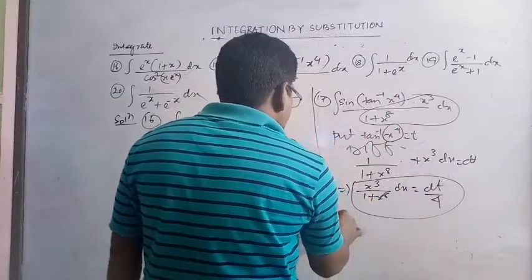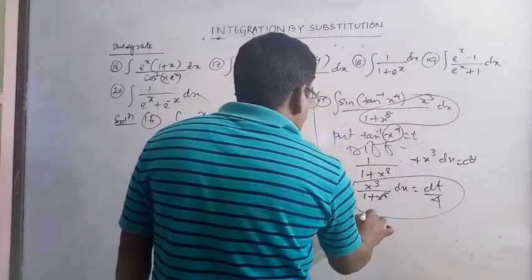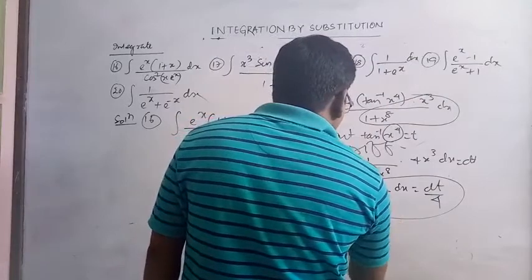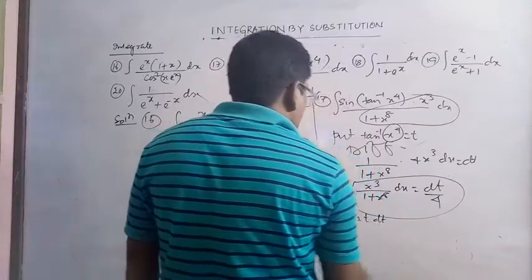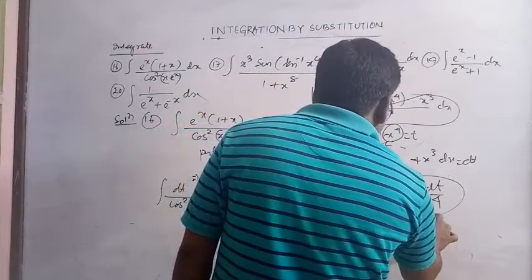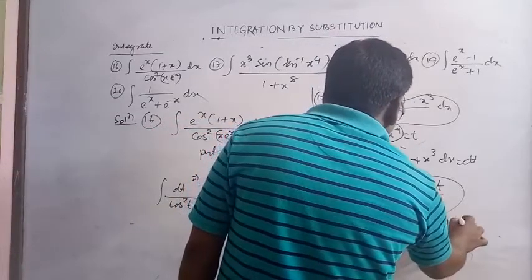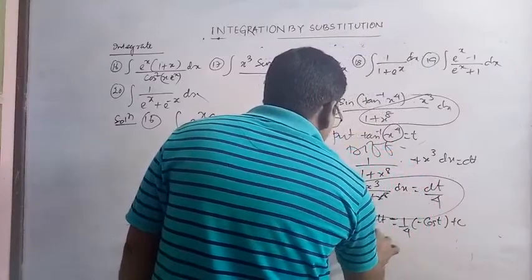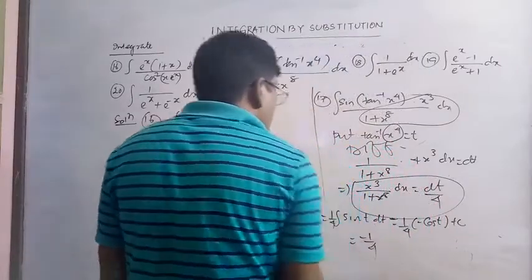So this is integration of sin t dt by 4, which means 1 by 4 outside. So 1 by 4 times the integral of sin t, that is minus cos t plus c, so it is minus 1 by 4.